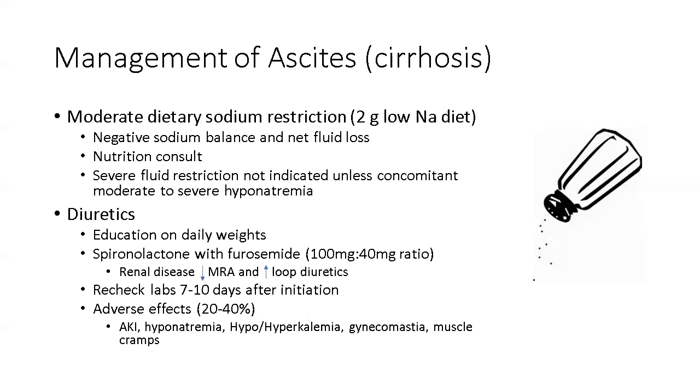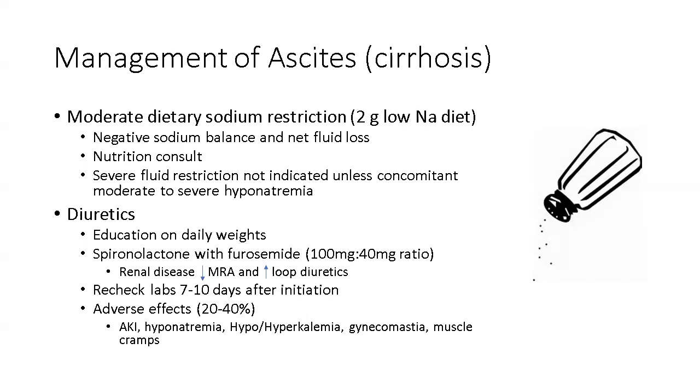And then severe fluid restriction is not indicated unless they also have moderate to severe hyponatremia. With cirrhotic patients, their urine output is in general pretty low, like a liter a day. So you'd have to restrict to about a liter to make big differences in their abdominal fluid. And so sodium restriction and diuretics are going to be bigger bang for the buck than trying to limit somebody to a liter. And then diuretics, again, education enters here, educating on daily weights.